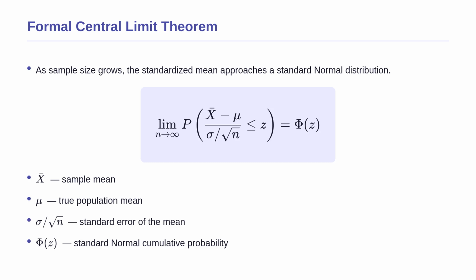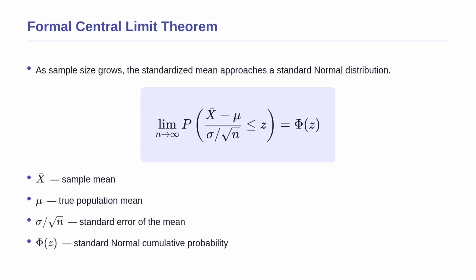Let us look at the formal mathematical statement of the central limit theorem. Conceptually, it says that as the sample size grows toward infinity, the probability distribution of the standardized sample mean perfectly matches the standard normal distribution.